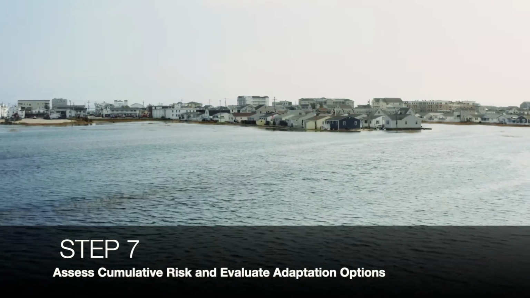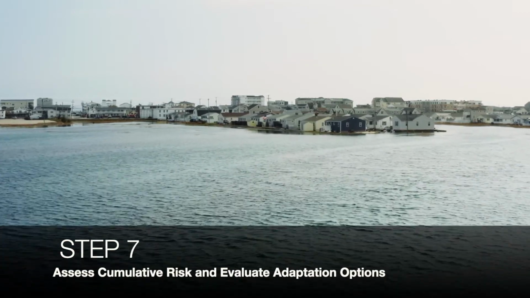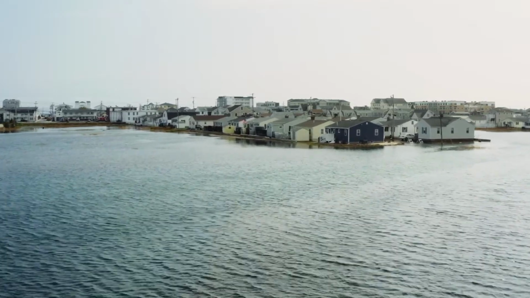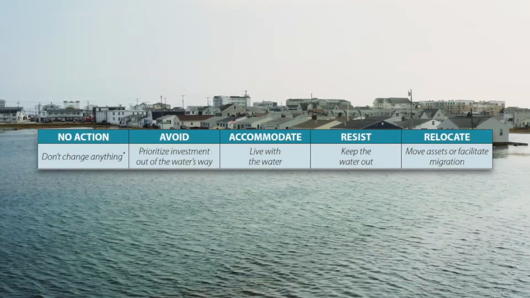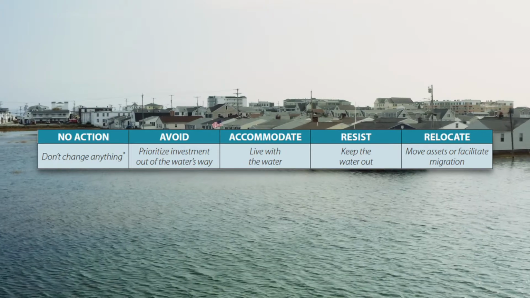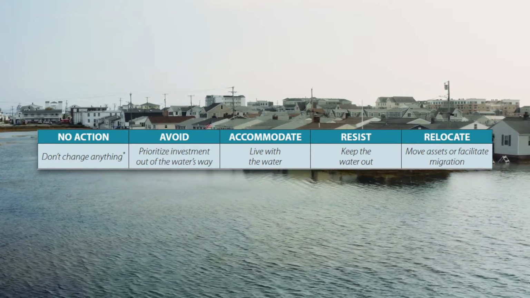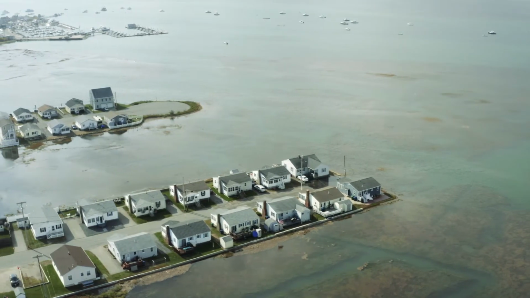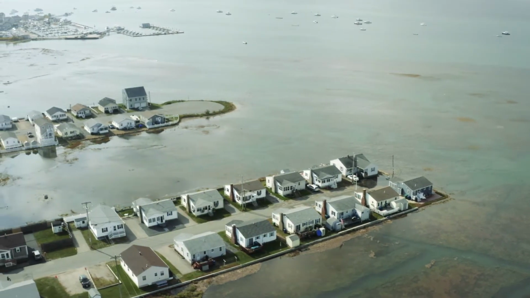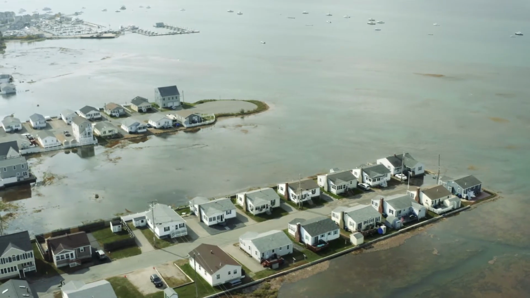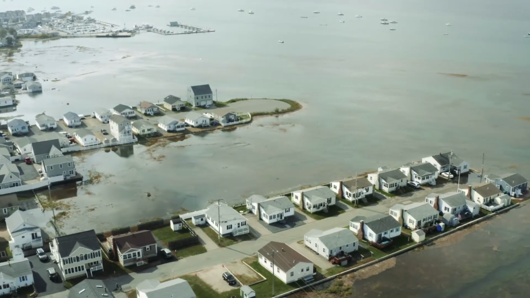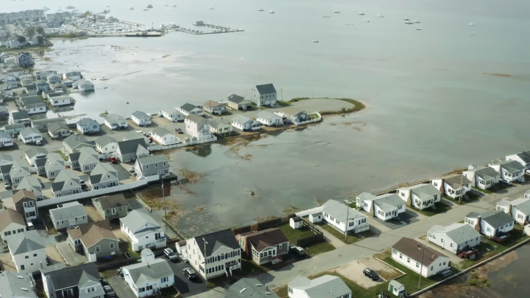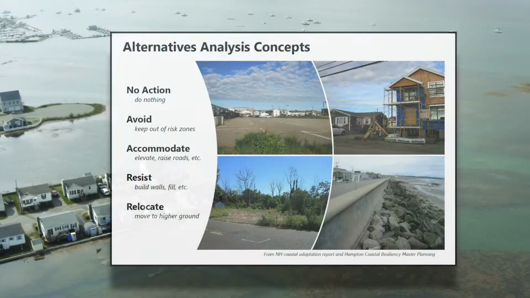The last step is to bring all of these considerations together, assess cumulative risk, and identify and evaluate adaptation options. Options can range from taking no action to relocating assets out of harm's way. For example, the town of Hampton conducted a flood mitigation analysis for 2 low-lying neighborhoods that used high-quality sea level rise and storm surge modeling to investigate alternatives to reduce future flood risks.